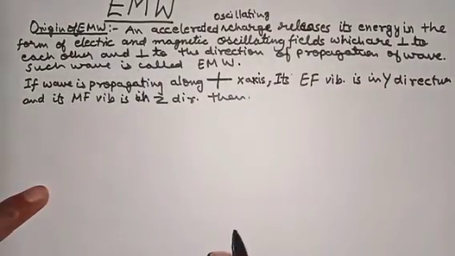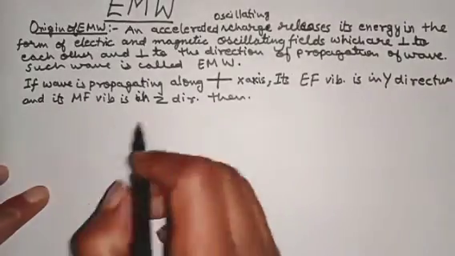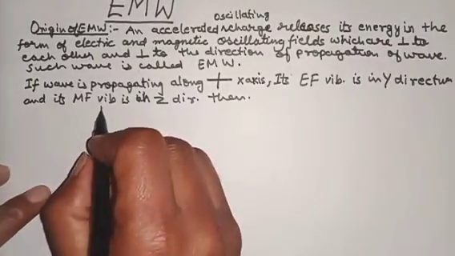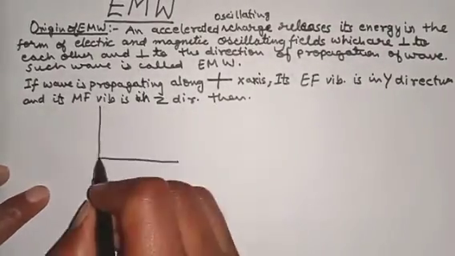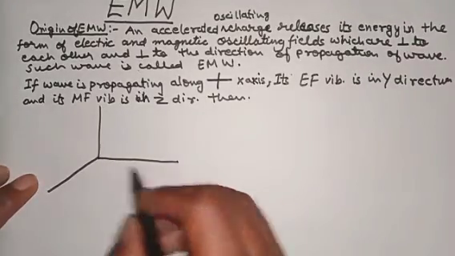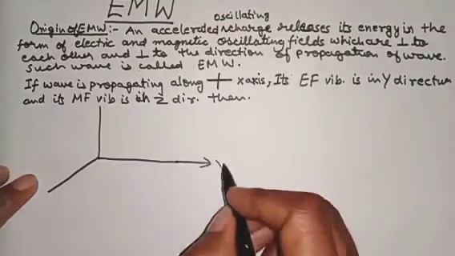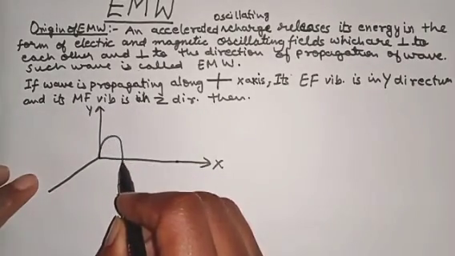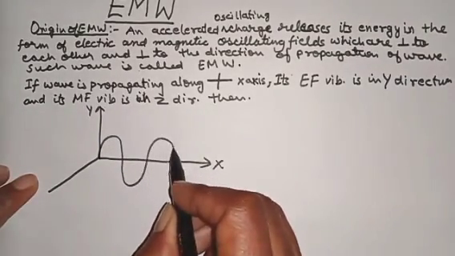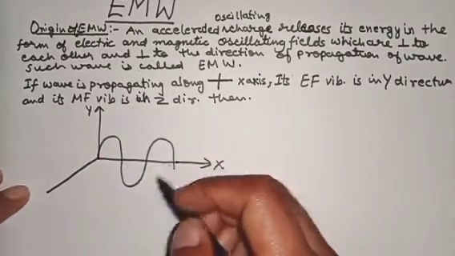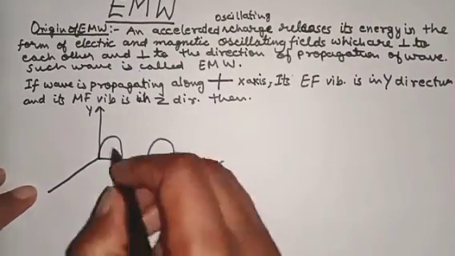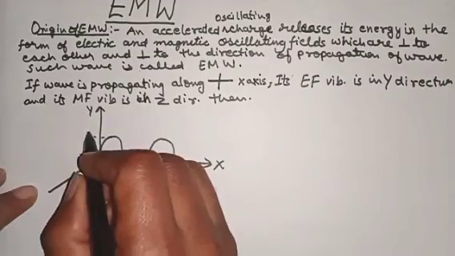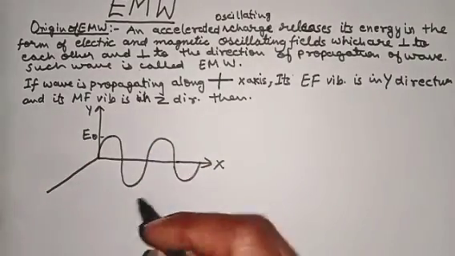Okay, first I want to draw this. So its 3D diagram will look like this. This is the direction of propagation along the x-axis. This is the y-axis, in which electric field vibrations are there in positive as well as in negative. This is the electric field, its amplitude E naught or peak value.